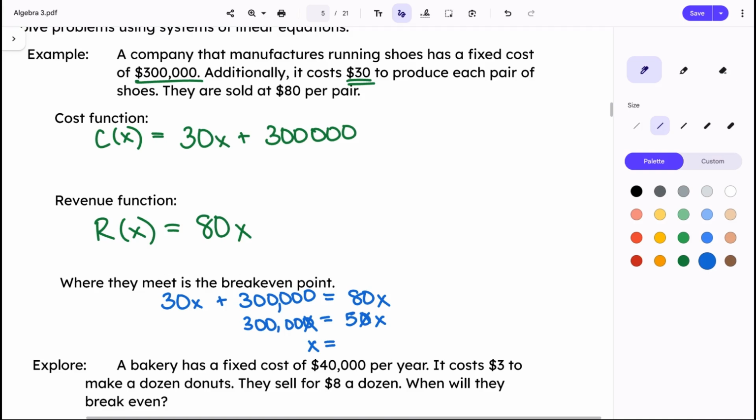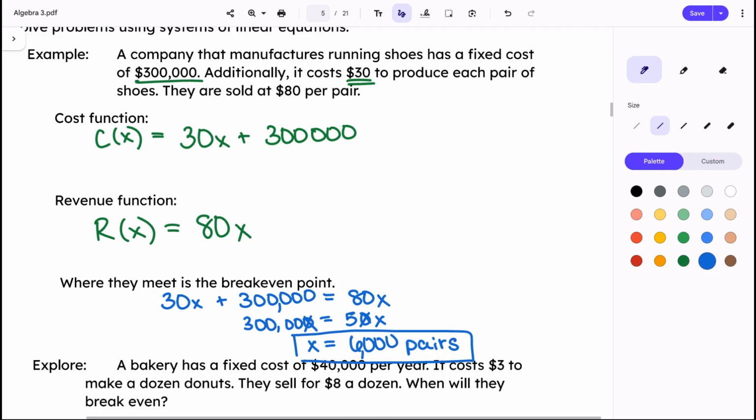Anyone have an answer? 6,000. So they need to sell 6,000 pairs of shoes to break even. So they're producing 6,000 pairs. They also have to sell 6,000 pairs of shoes as well. Anything above that is going to start giving them a profit. Anything below 6,000, they're going to start going in the red.